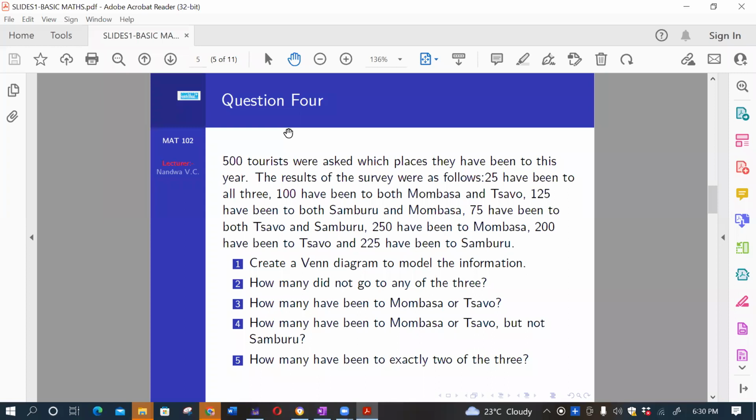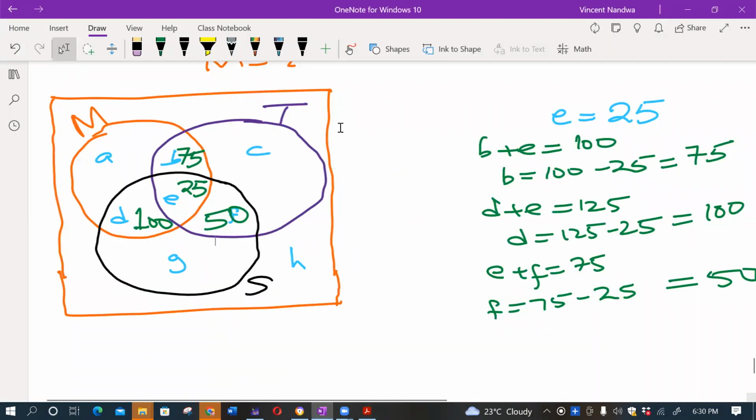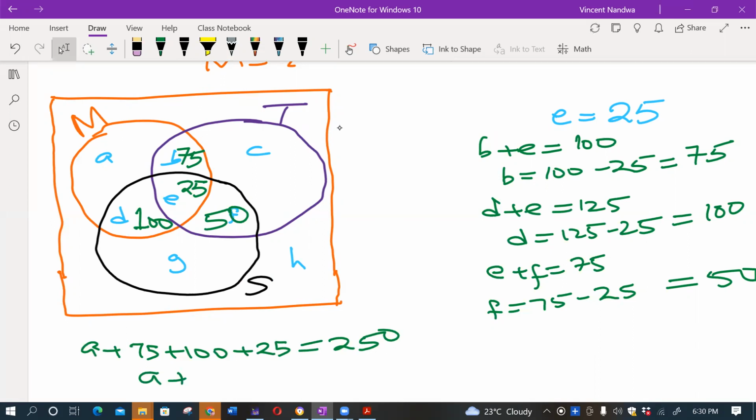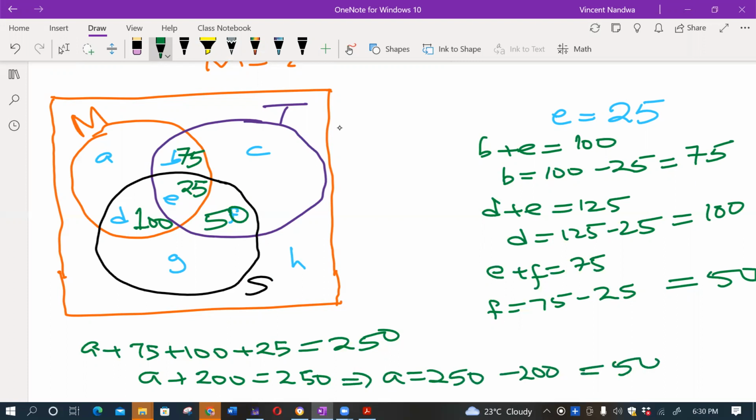Now, we have further been told that 250 had been to Mombasa. So set M should give us a total of 250. And M is A plus B, which is 75, plus D, which is 100, plus 25 for E, should give us 250. So A plus 75 plus 100 plus 25 is 200. So A alone will be 250 minus 200. So that should give us 50. So we fill here by 50.